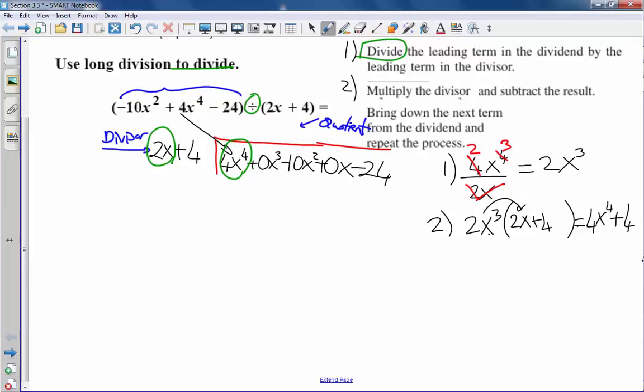Yeah? Question. If you're just going to divide it and then multiply the 2 back in, why would you... never mind. No? You're good?